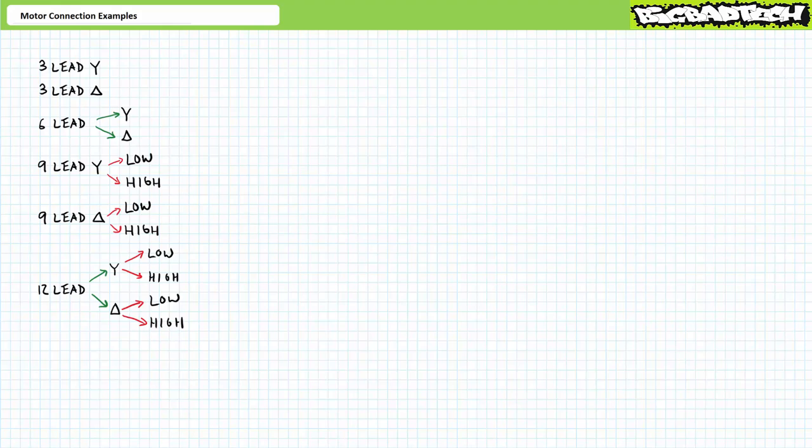Six base types effectively gives us 12 different options, with 12-lead motors being the most flexible and, coincidentally, the most expensive. The intention of today's exercise is to read and interpret a couple of example motor connection diagrams and set them up for use. Let's take a dip into the box of motors and see what we find.